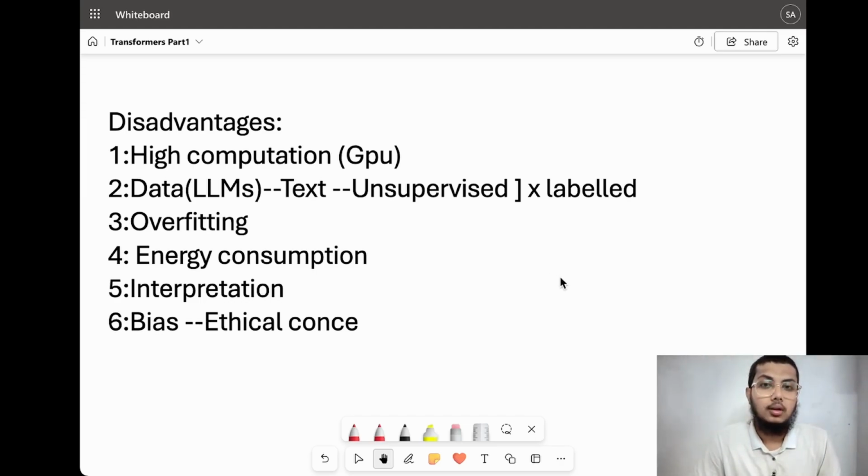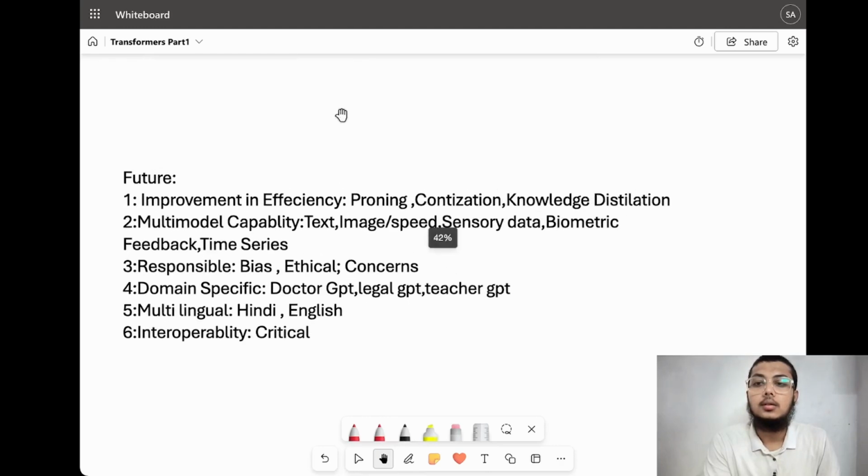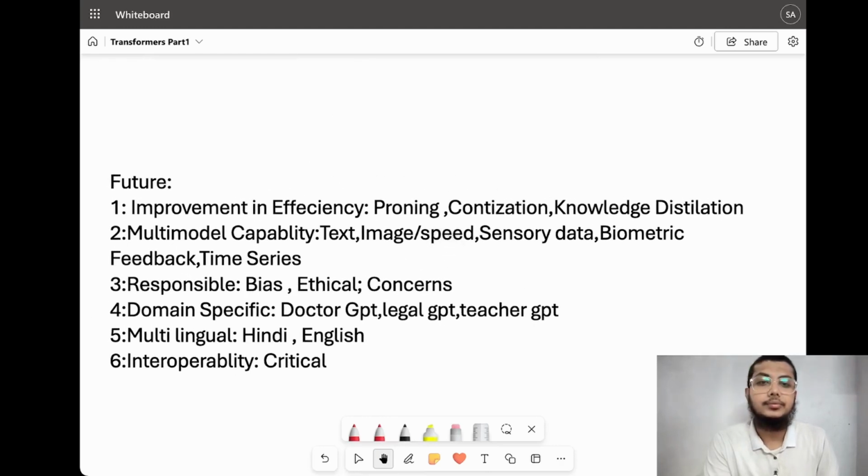So let's talk about the future. Whatever has happened till now is very good. Transformers have probably become the number one neural network architecture, at least as of today. But what about the future? Let's discuss what will happen in the future. So first of all, one thing on which a lot of work is already being done is to improve the efficiency.